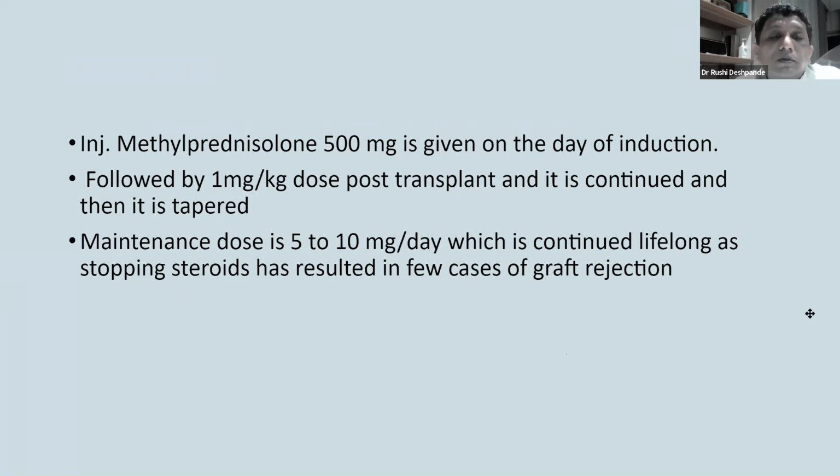So normally I use around 500 milligrams on the day of the transplant, and then subsequently we use 1 milligram per kilogram on day 1, and then it's tapered. At the end of 2 to 3 months, we are down to 5 to 10 milligrams per day. Stopping steroids, I do not ascribe to from personal experience, because it leads to increased risk of graft rejection.